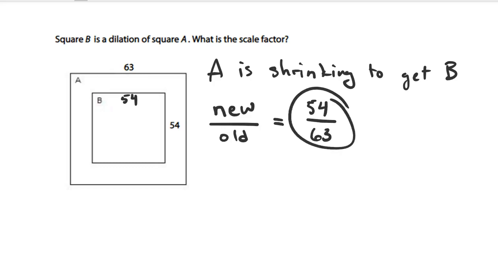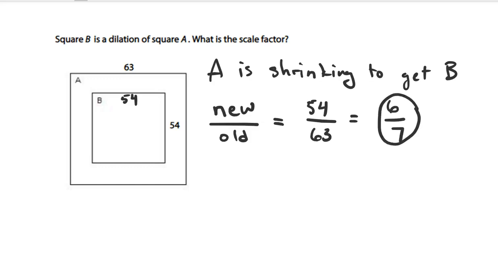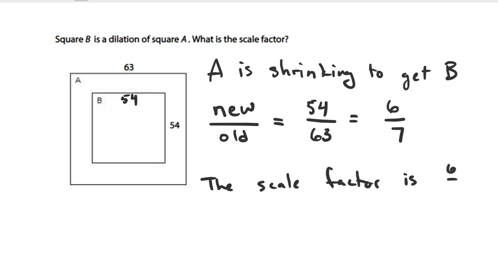And I mean, technically that's your scale factor right there, but we can simplify this a little bit more. So I'm going to do this as a fraction. You might be tempted to write it as a decimal, but fractions are a little bit more meaningful sometimes. So we'll do it as a fraction. These are both divisible by 9. So if we divide 54 by 9, we're going to get 6. If we divide 63 by 9, we're going to get 7. So this simplifies to 6 divided by 7, which means that's our scale factor. The scale factor is 6 divided by 7.